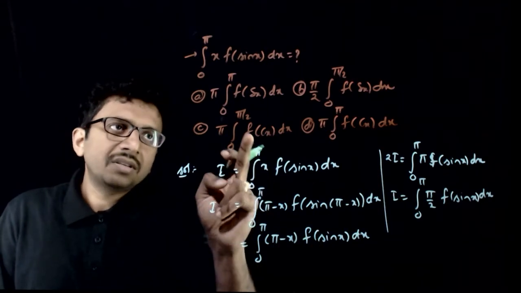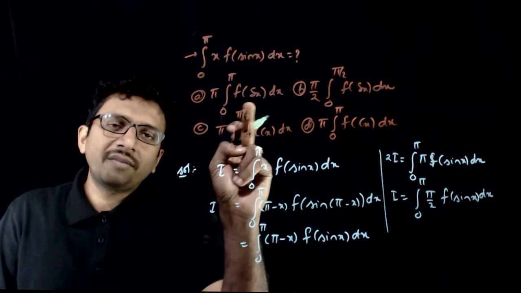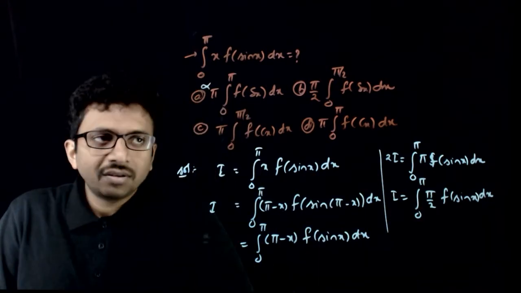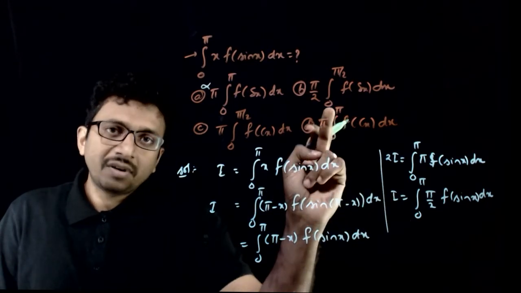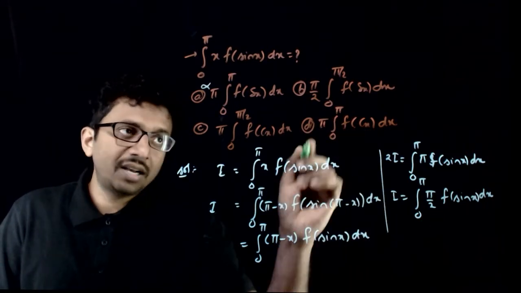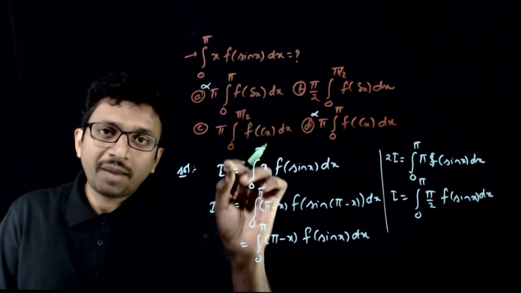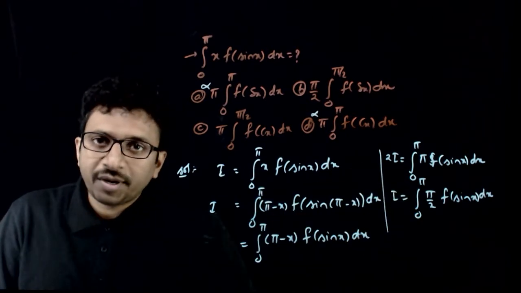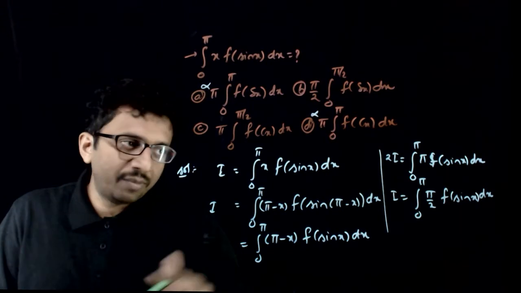Now in the question, as you can see, the first option is pi times the integral from 0 to pi of f of sin x dx. Obviously this is not true. First option is wrong. And in the last option you have pi times f of cos x dx. Again, that is also wrong. So you have the remaining two options, which have 0 to pi by 2 as the limits. So let us try to convert this into the option corresponding to 0 to pi by 2.